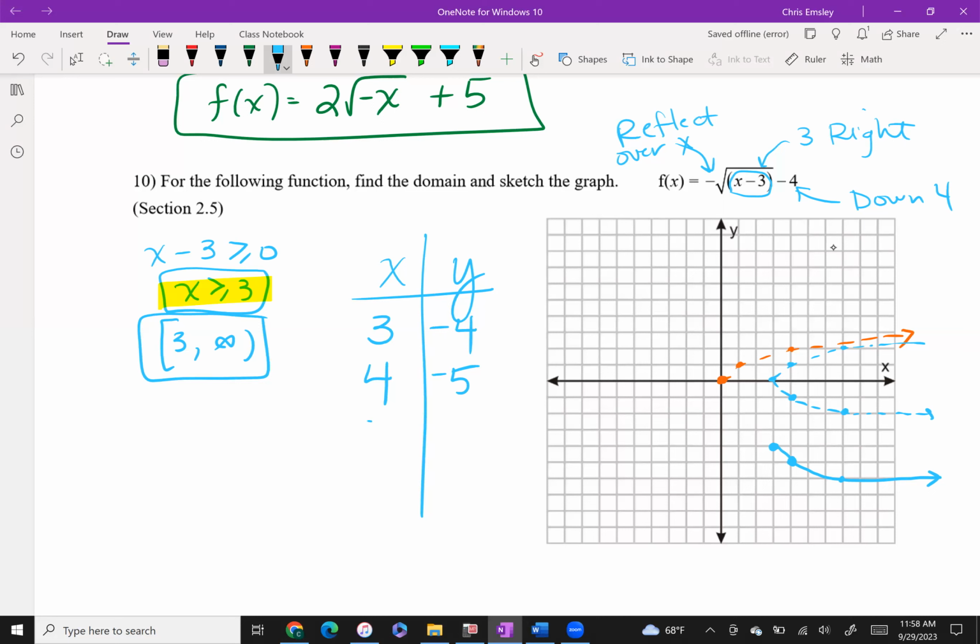So if we put a 7 in there, 7 minus 3 is 4. Square root of 4 is 2. Negative 2 minus 4 is negative 6. Again, you can do that on your calculator, what I just did. So that does give me those 3 exact points for our graph.